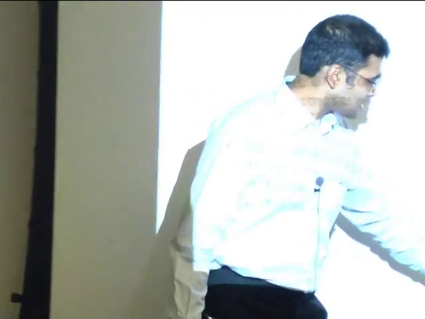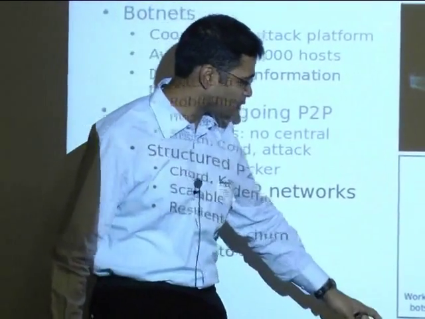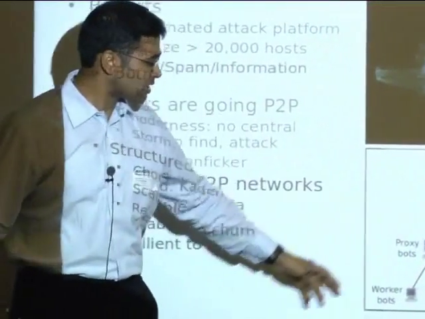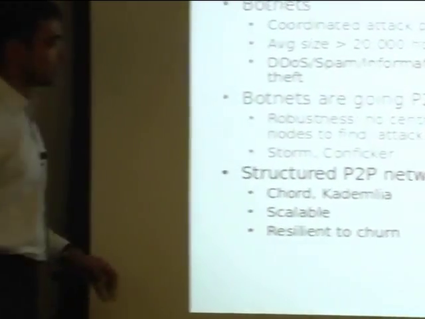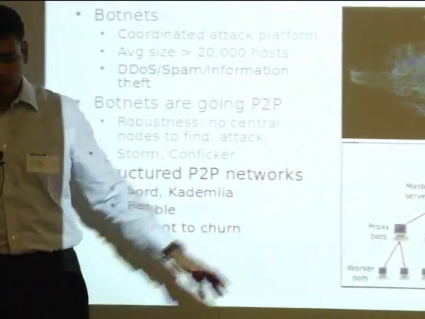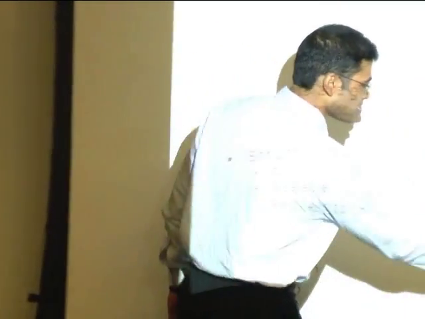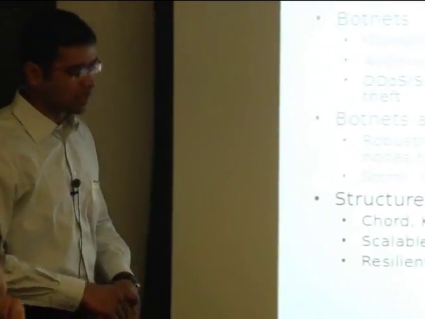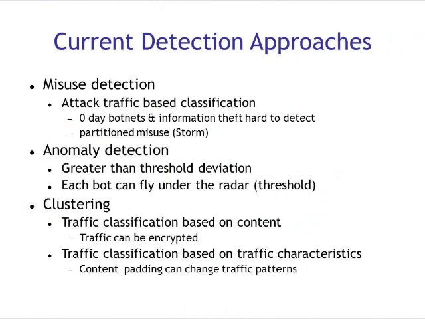So you've got basically this Overnet protocol, which is based on Kademlia, for example. That's what Storm uses. It has a bunch of worker bots which are connected to each other using Kademlia. Then you have a bunch of proxies through which you come into the network, and then some layers of indirection, which could be classed as basic anonymous proxy servers, and the bot master connects to them in turn. So, current approaches are mainly around misuse detection.